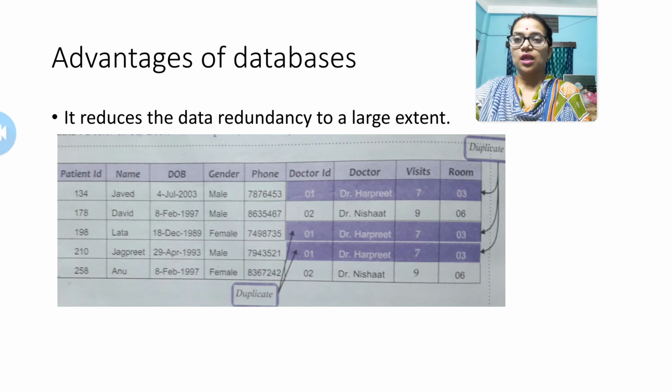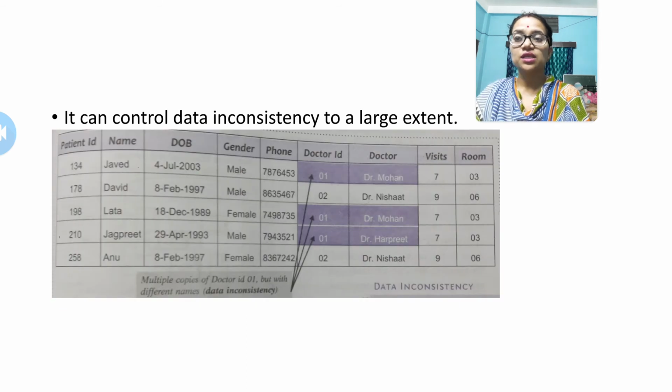Clear, students? The next advantage is that it can control data inconsistency to a large extent. Now, what does data inconsistency mean? When we enter the same records many times and because of that the data does not match, that is called data inconsistency. Just look at the table, dear students.